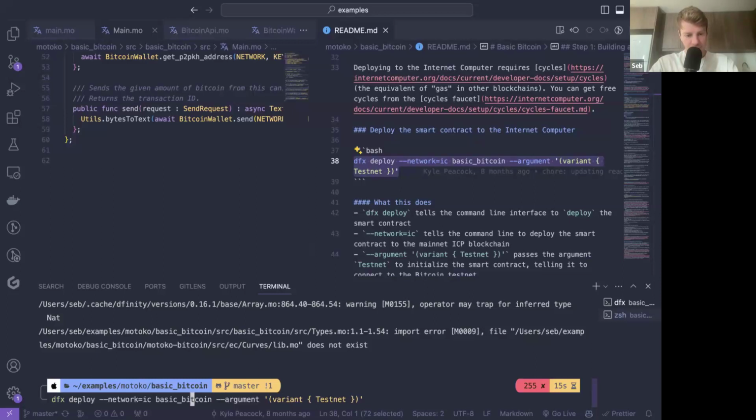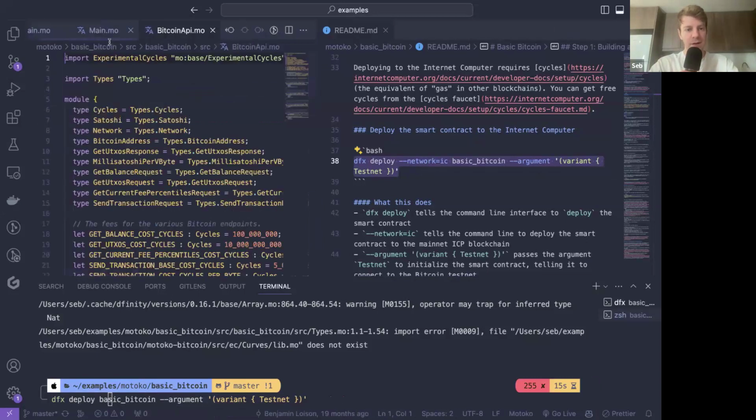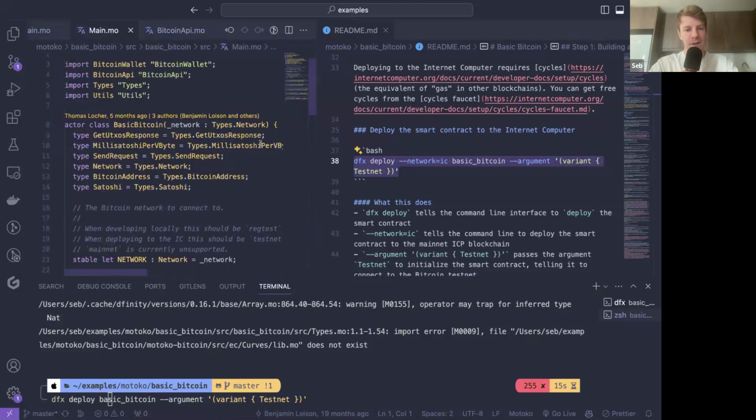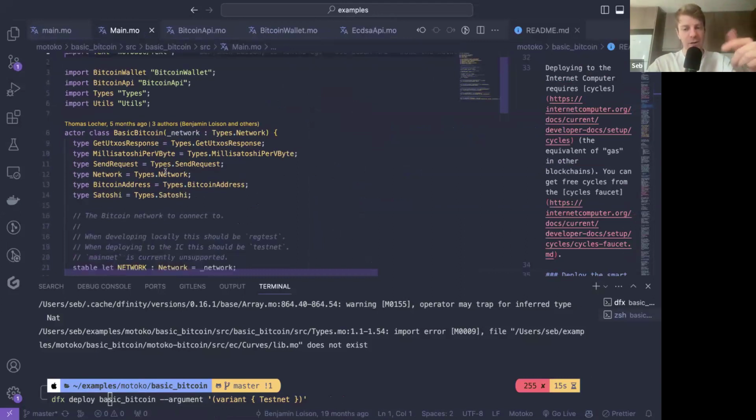Oh yeah, one interesting thing is it's the first time we've seen that argument. So we can actually provide arguments when we deploy a canister. It's specified here. This actor is defined as a class, which essentially means that whenever we deploy this canister, it's going to spawn an instance of it. And so when you have defined your actor as a class, you can give it arguments. Here, for example, we only have one, but you could have multiple, and it is just the network type.